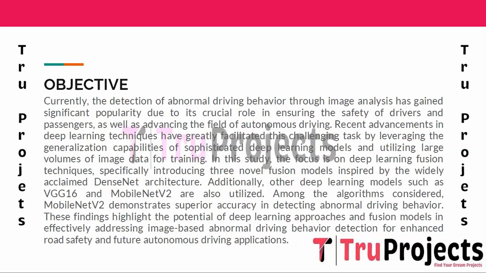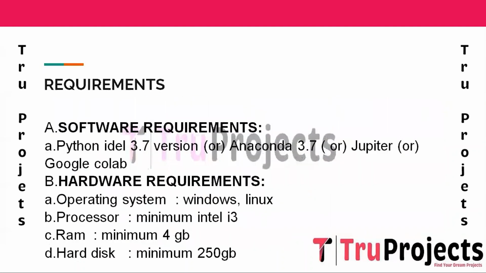This study focused on deep learning fusion techniques, introducing three innovative fusion models inspired by DenseNet architecture. Additionally, other deep learning models like VGG16 and MobileNet are also explored. These findings underscore the potential of deep learning and fusion models in effectively addressing image-based abnormal driver behavior detection, promoting road safety and shaping the future of driving applications.